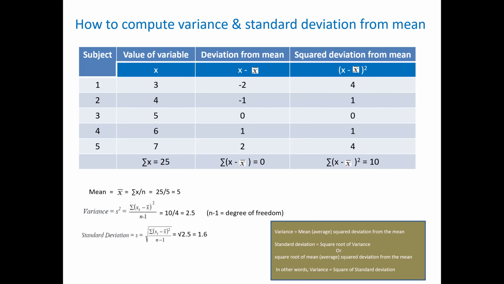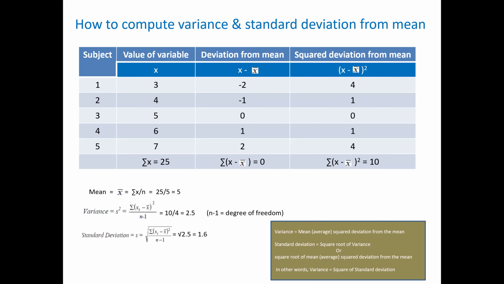Let's say you arrange them in ascending order. The first one is 3 seconds, 4, 5, 6, 7. When you add all the values together, it gives you 25. If you want to know the average, it is 25 over 5, because there are 5 people. It gives you 5. That is the mean.